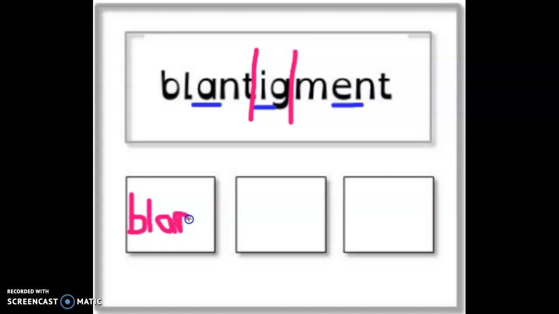B-L-A-N-T. I see one vowel letter followed by one or more consonants. That means that's a closed syllable. So the vowel letter will say the short vowel sound, ah. The syllable is blant. Next, we have I-G.